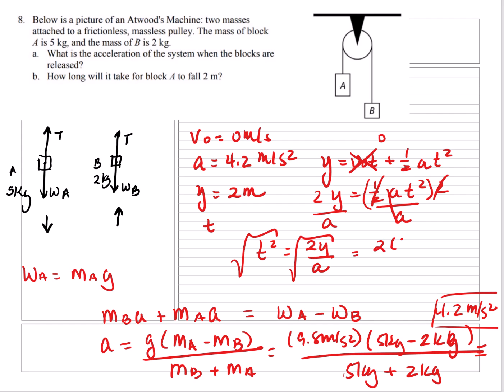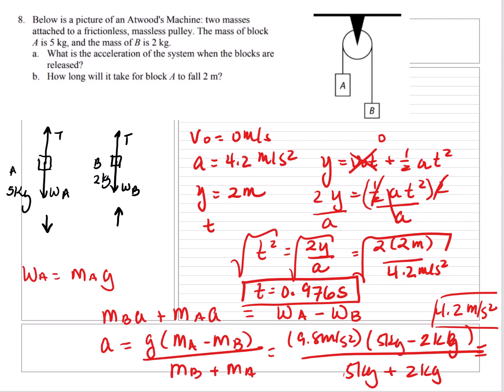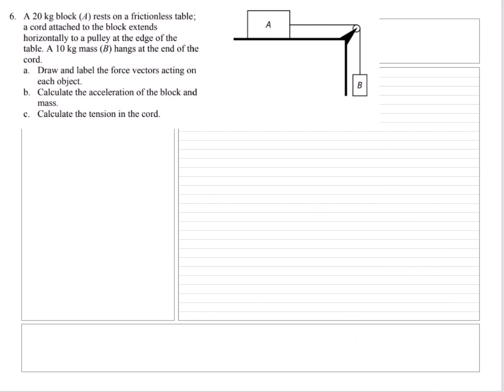So if I plug this in, it's 2 times 2 meters divided by 4.2 meters per second squared. Take the square root: 0.976 seconds. Pause the video, draw a free body diagram, write a sum of Fx and Fy equation, and check your answers.